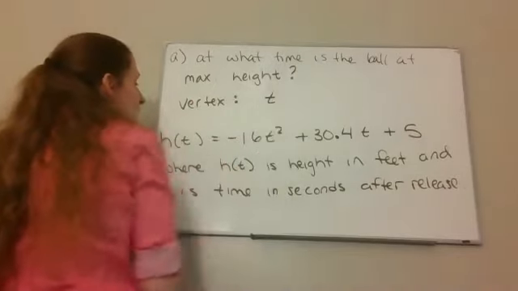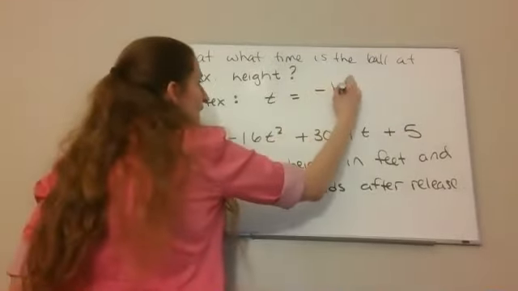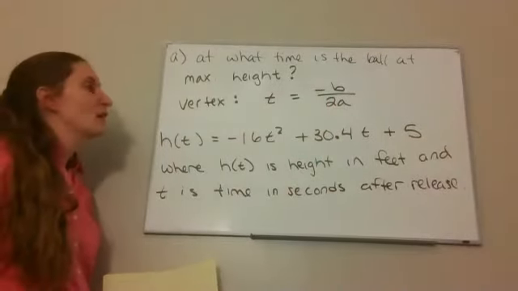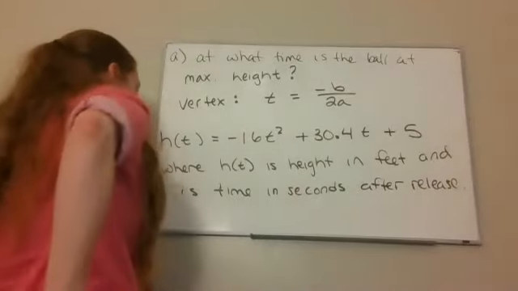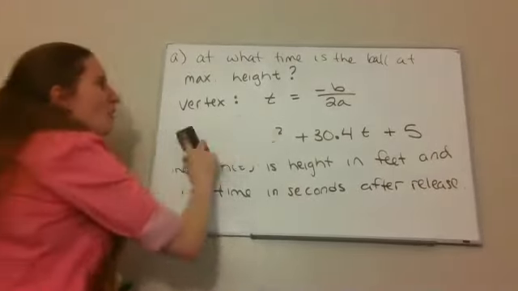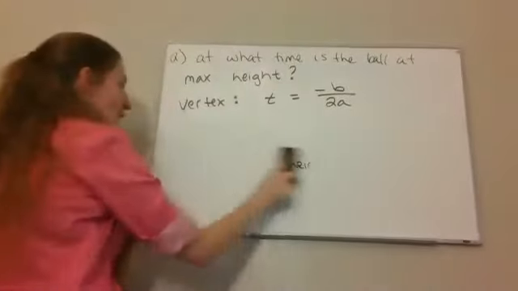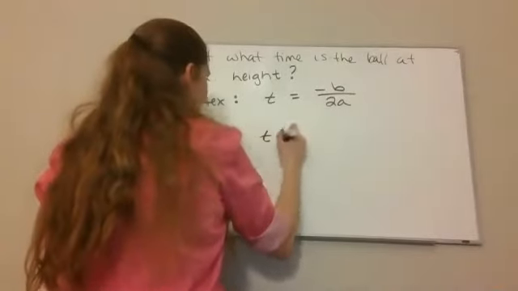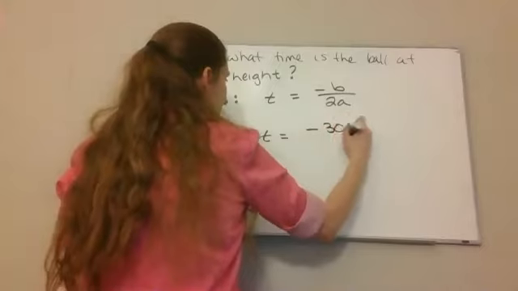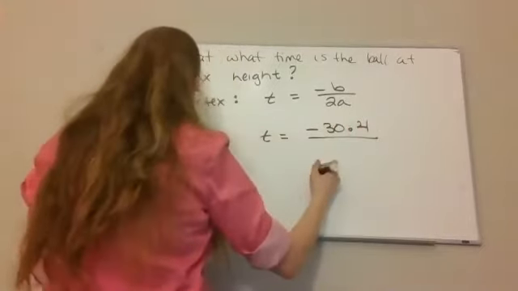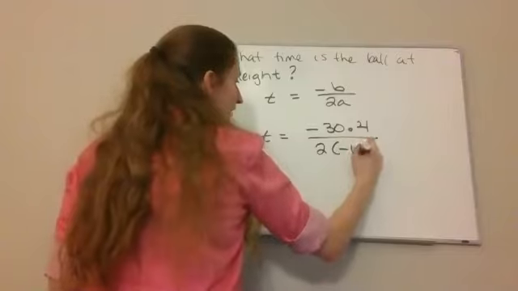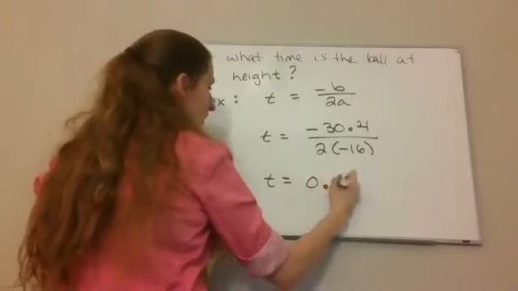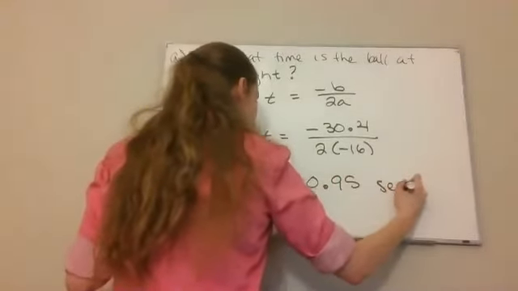So to find the vertex, I know that it's going to occur at t equals negative b over 2a using my vertex formula. So I just have to plug in my b and my a into that formula, and it will tell me when we reach the vertex, which is where the ball is highest. So for this particular problem, my b was 30.4. So I get negative 30.4 over 2 times my a, which was negative 16. And that, when you simplify, is 0.95 seconds.